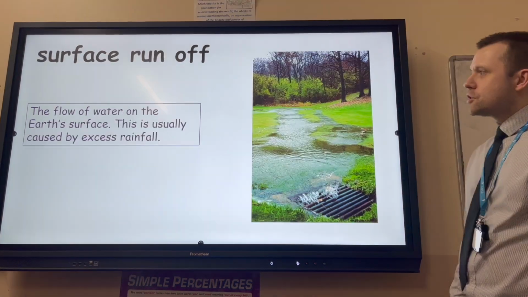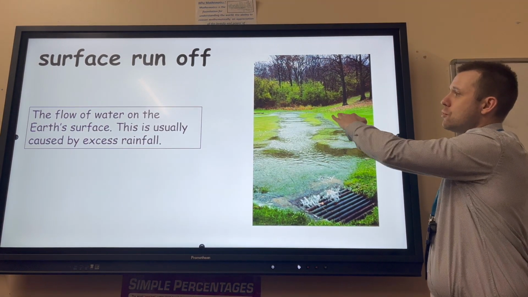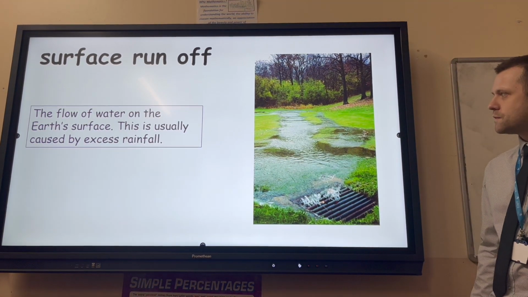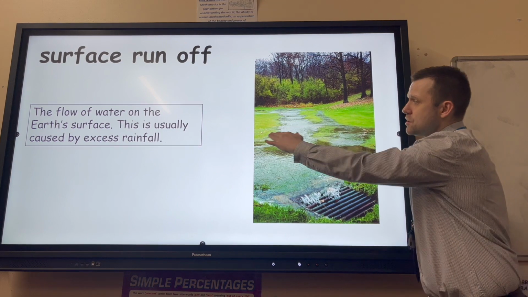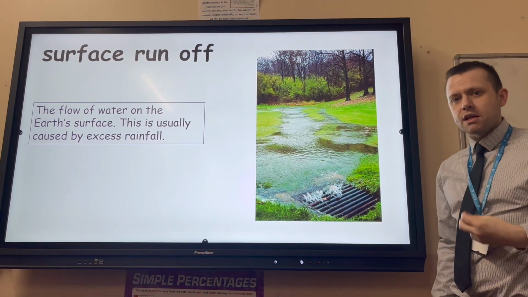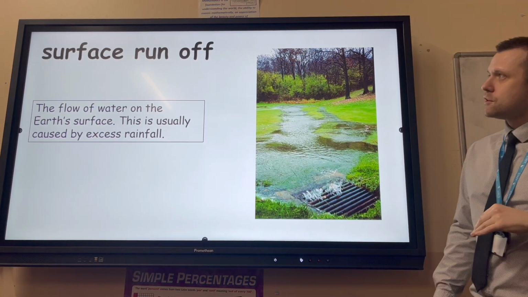Surface runoff. Surface runoff, nice easy term. It is when water runs over the surface of the earth. Depending on the surface, depends on the amount of surface runoff. Although this is a surface that water can run in, this ground is obviously saturated, full of water, so that also increases surface runoff, and it's going down this lovely drain.